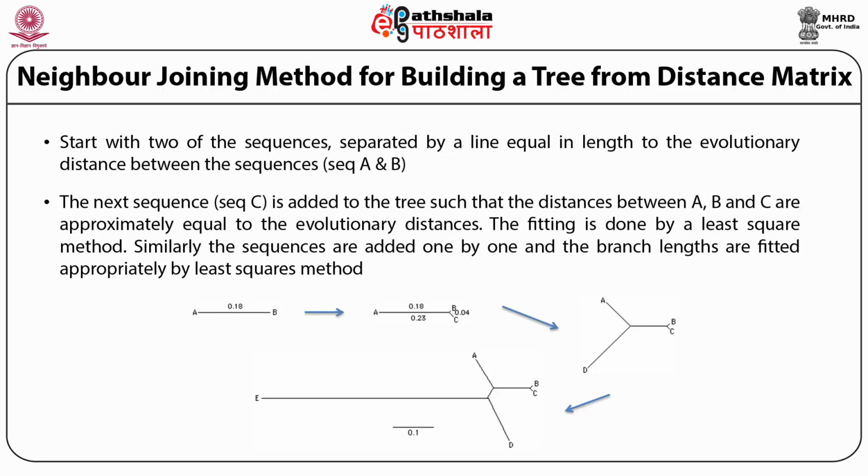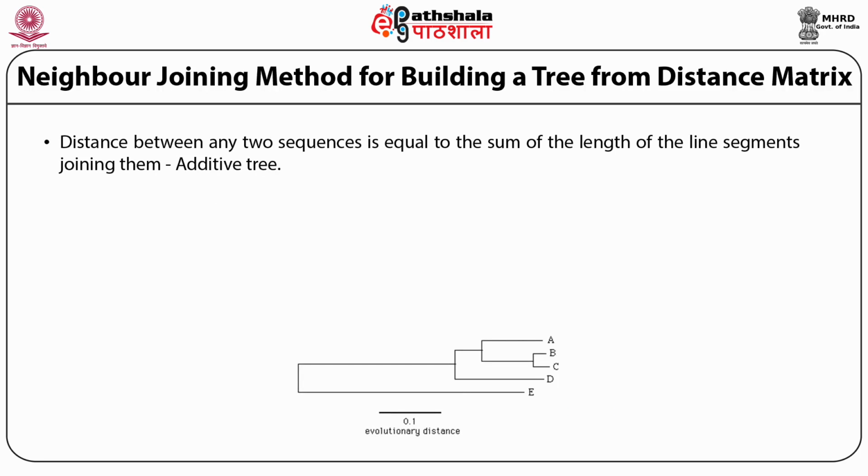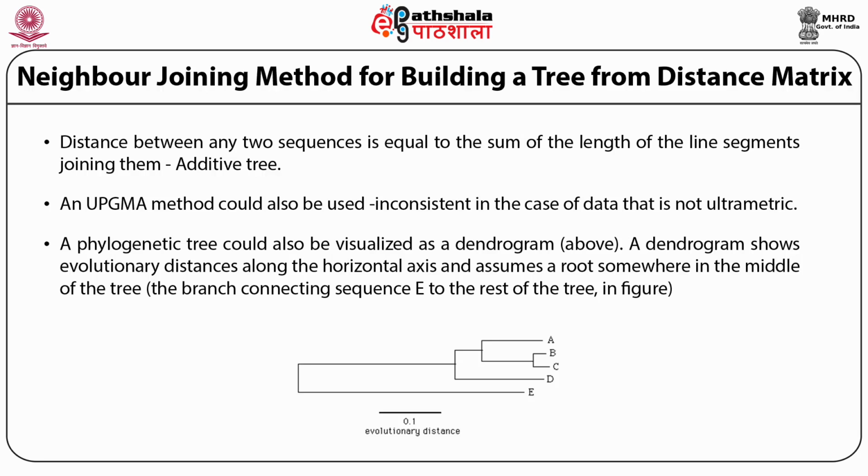So for our example sequences, if we calculate the distance based on the Jukes-Cantor method and build a neighbor joining tree, this is the tree that we would get, which is shown in the figure. Distance between any two sequences is equal to the sum of the lengths of the line segments joining them. We call this type of tree an additive tree. A UPGMA method could also be used, whereas it is inconsistent in the case of data that is not ultrametric. A phylogenetic tree could also be visualized as a dendrogram, which is shown above in this slide. A dendrogram shows evolutionary distances along the horizontal axis and assumes a root somewhere in the middle of the tree. The branch connecting sequence E to the rest of the tree is assumed to be the root in our particular case.